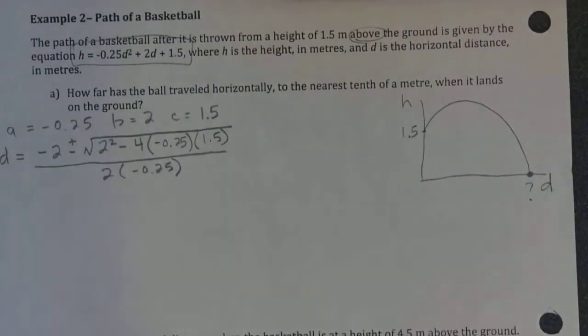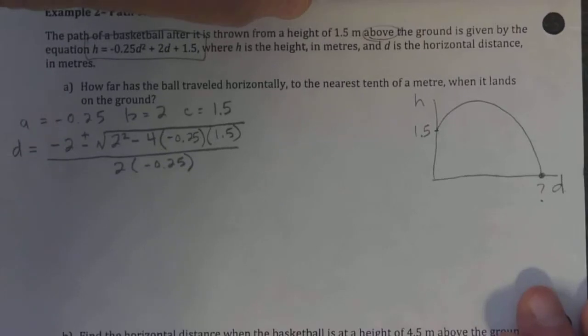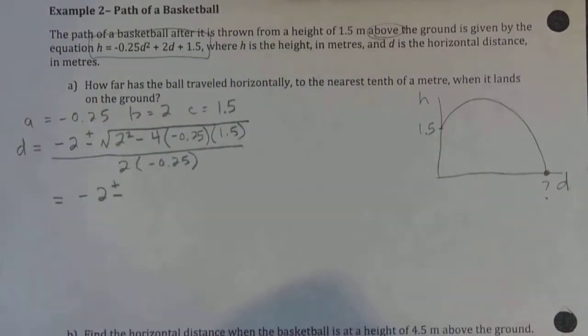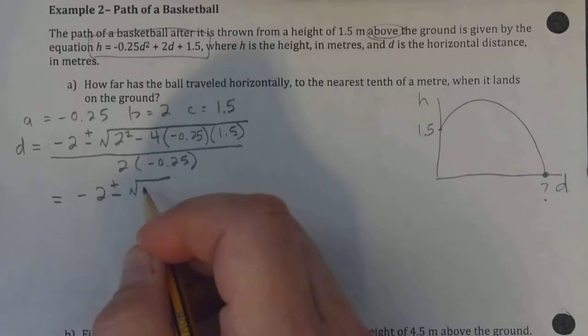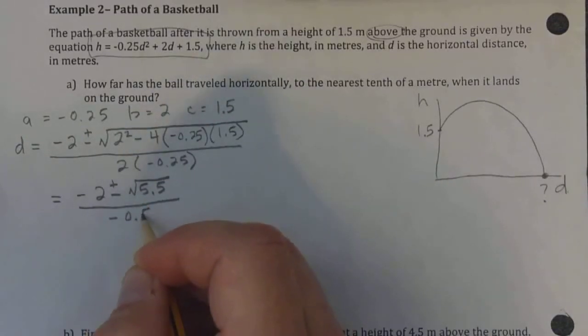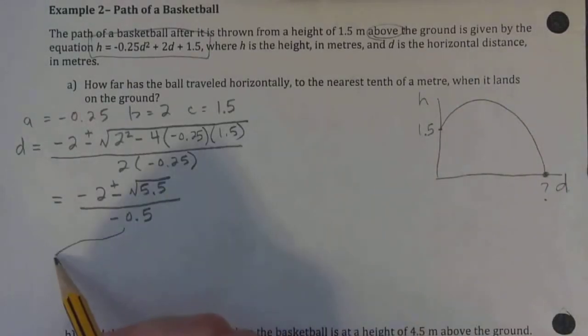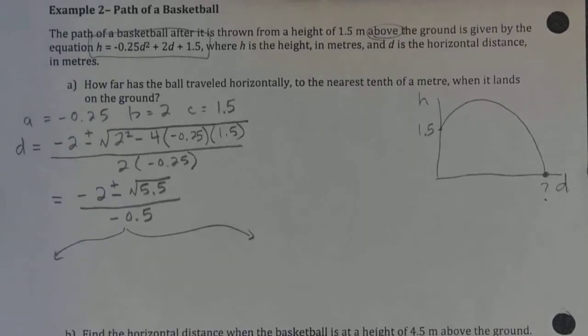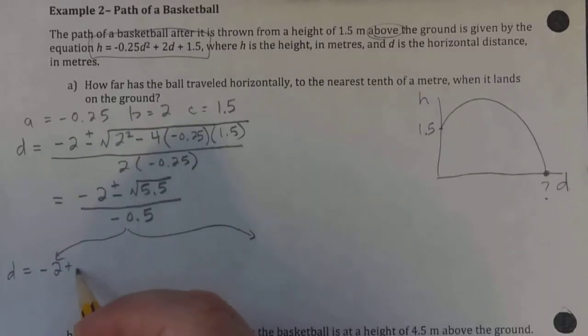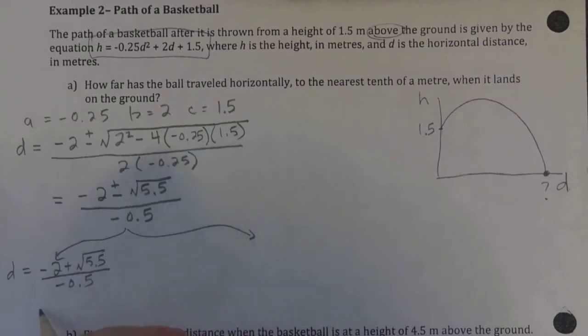Like yesterday, I want you to get one number underneath the square root symbol. I'll give you 20 seconds to do that. Okay, your 20 seconds is long up. So, minus 2 plus or minus, you should have got 5.5 over 2 times A, which is negative 0.5. Now is when I want you to split it. Here's one side, here's another side. The one side I'm going to go the plus root. So D is equal to negative 2 plus root 5.5 all over negative 0.5.